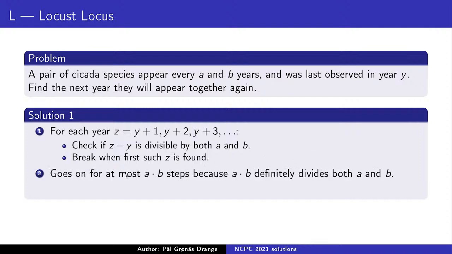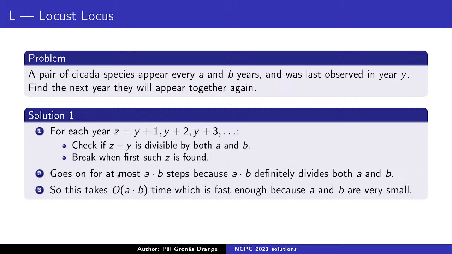So this goes on for at most a times b steps, because once you have gotten a times b years into the future, you have definitely gotten to a number which is divisible by both a and b. So this is going to end up taking a times b time, which was fast enough for this problem because these numbers a and b were very small. So this is the naive solution, which is perfectly fine for this problem.